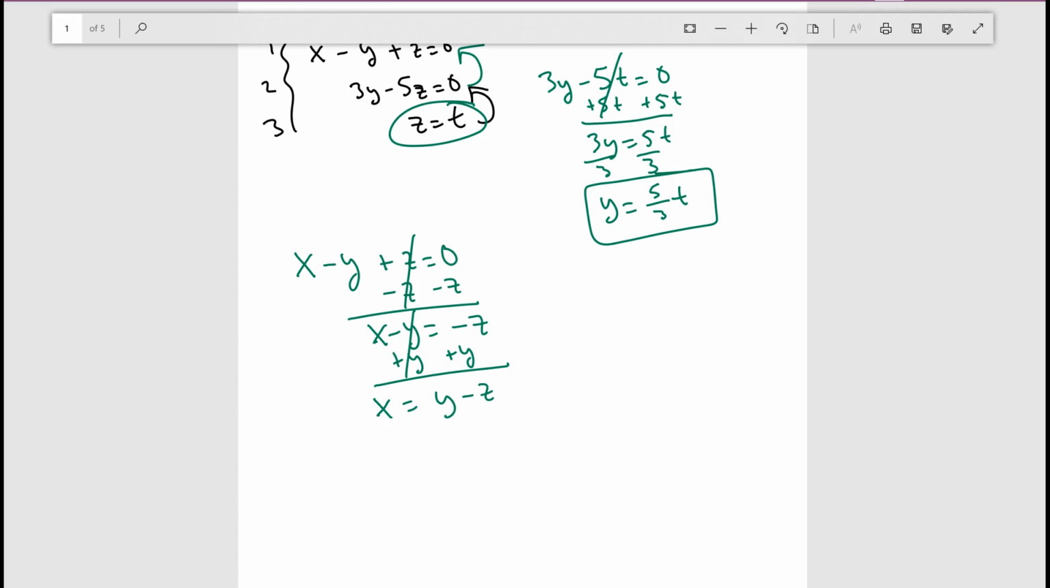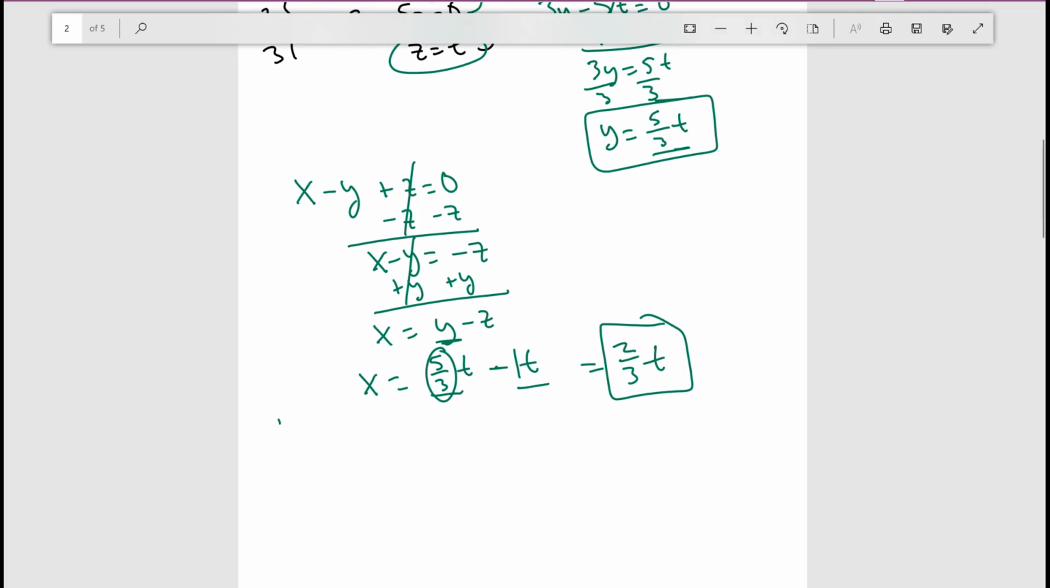Now let me plug in what y and z were. y was equal to 5/3 t minus, and z was just equal to t. Now what is this and this? Well, 5/3 minus 1, because it's just going to be t. What is 5/3 minus 1? You can put it in your calculator if you don't know how to do this. This is going to give me 2/3 t. Okay, that's what x is.